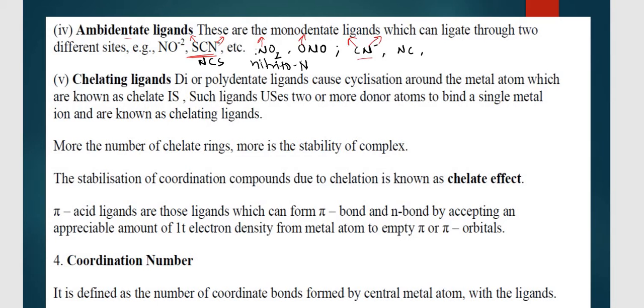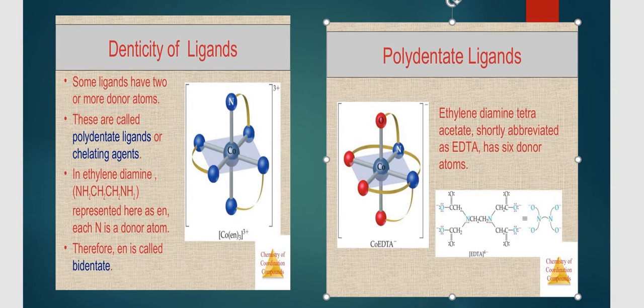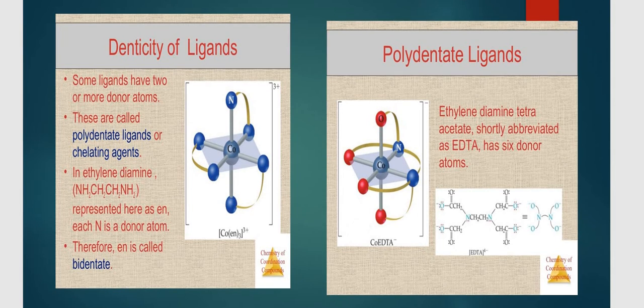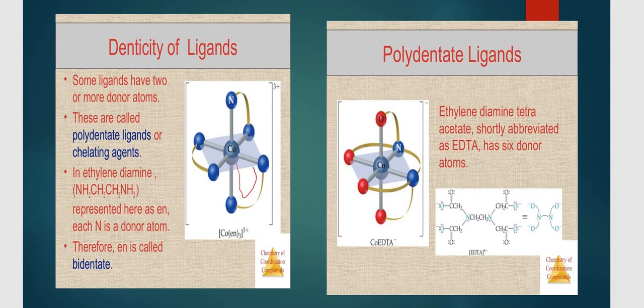So this thiocyanate is also an ambidentate ligand. Then we have a chelating ligand. Whenever a polydentate ligand attaches from two or more sites, it makes a ring-like or cyclic structure. Can you see it's a cyclic structure here? So that's why we call it a chelating ligand.